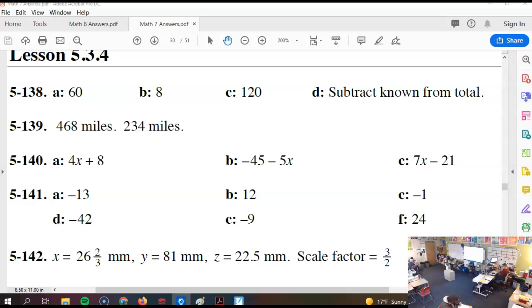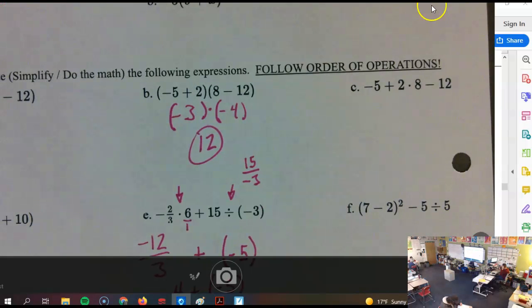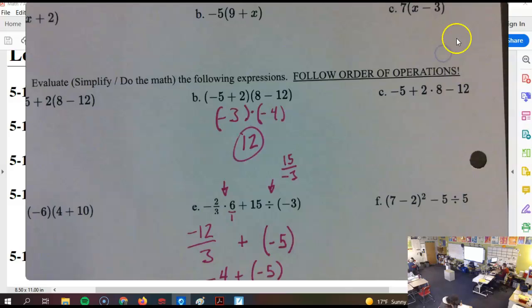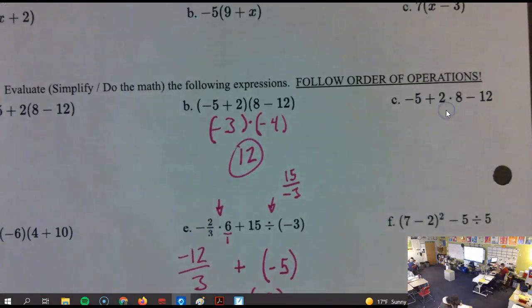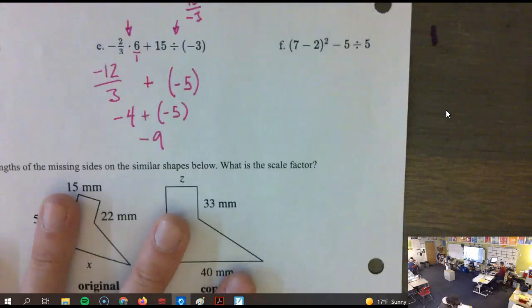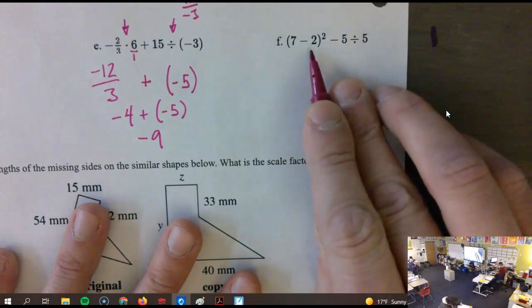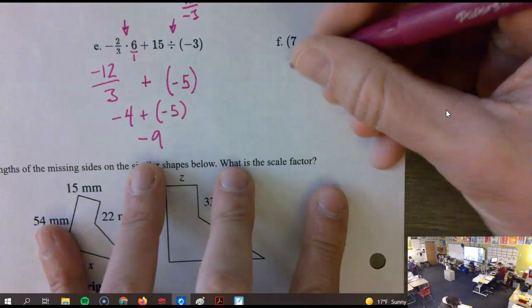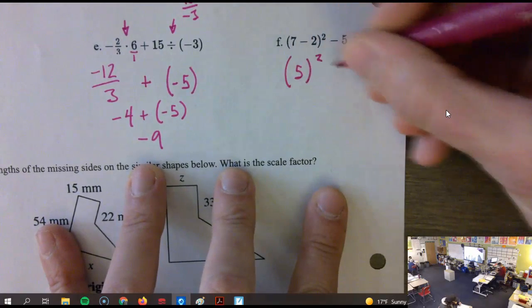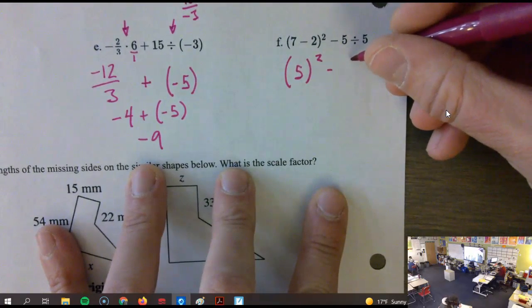Kylie, I was confused on 141F. This one has an exponent. So in F, parentheses first, what's 7 minus 2? 5. If you haven't done this, you should be doing it now.